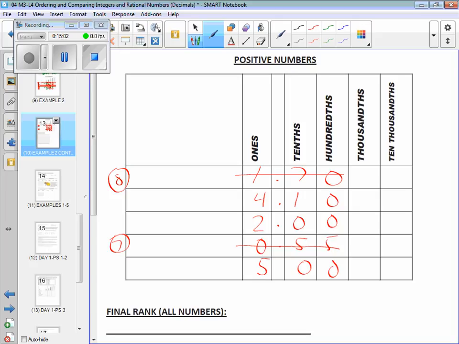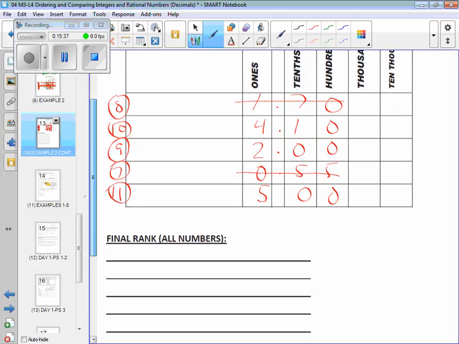This is an easier set. 4, 2, or 5, what's the lowest? Lex. 4 or 5, what's lower? Shane. Come on. Got them all, right? Final rank, here we go. Now I do need your help.